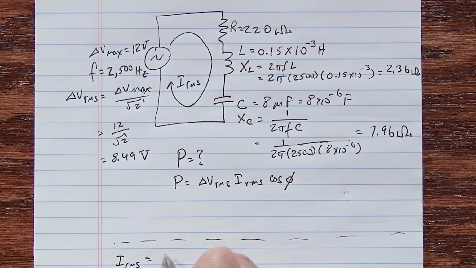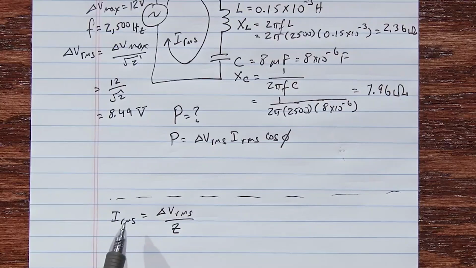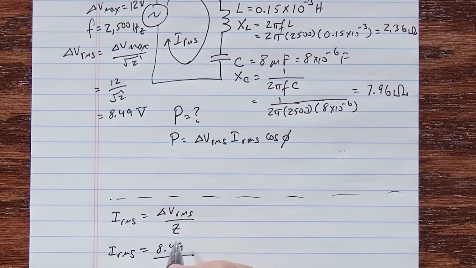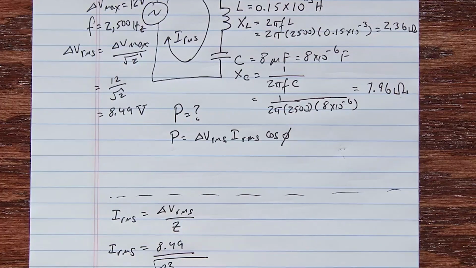We figure out I RMS using I RMS is equal to delta V RMS divided by Z, the impedance. And as I said, you've seen this equation before as I max equals delta V max divided by Z. Well, the same relation holds for RMS because current and voltage are related to the maximum by the same factor of 1 over root 2. So that gives us I RMS is equal to 8.49 volts divided by Z. Z is the square root of R squared plus X sub L minus X sub C, quantity squared.